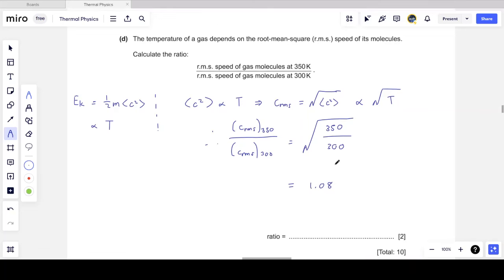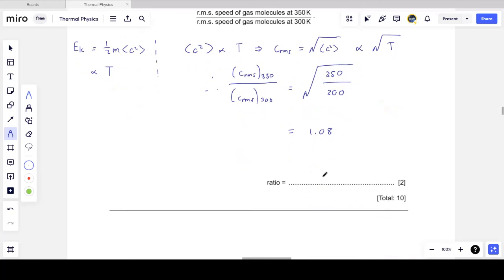Always keep your ratios as decimal numbers, and that's because we can preserve the number of significant figures. In this case, I'm going to use 2, and I get a ratio of 1.1. So the speed of the molecules at 350 Kelvin is 1.1 times the speed of the molecules at 300 Kelvin, which kind of makes sense. You'd expect the molecules to be moving around faster on average as the temperature of the gas goes up.